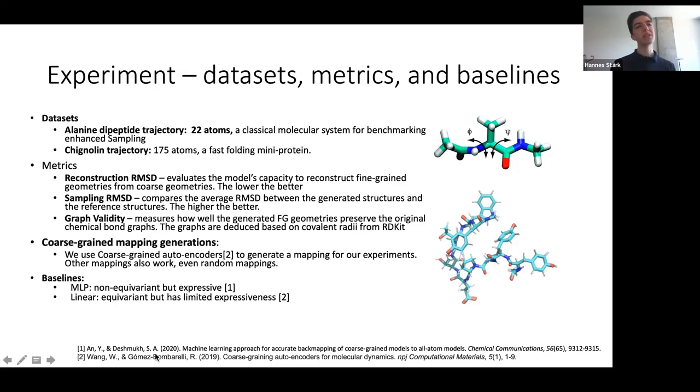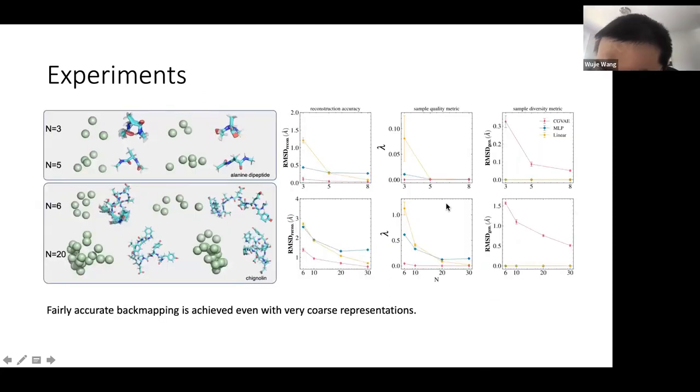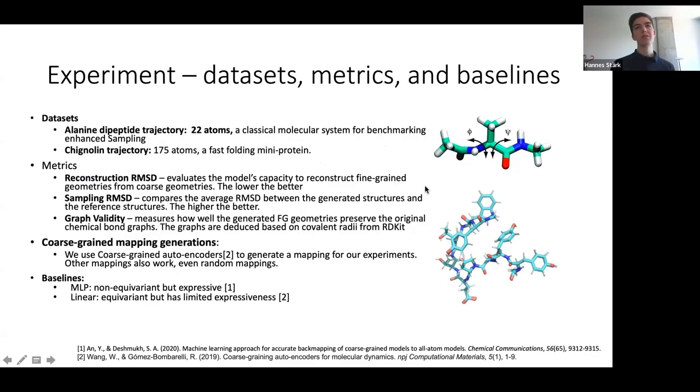The linear one is better, right? This baseline? I actually forget. Let me look at it. So I think the MLP actually works slightly better. Okay. So the linear one, the problem is that it's a linear geometrical projection, but it's learned in a data-driven way. The expressiveness is pretty limited. But if your representation is not too coarse, it actually works fairly well.